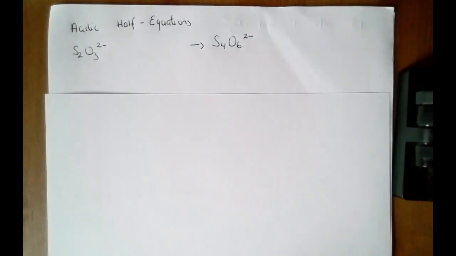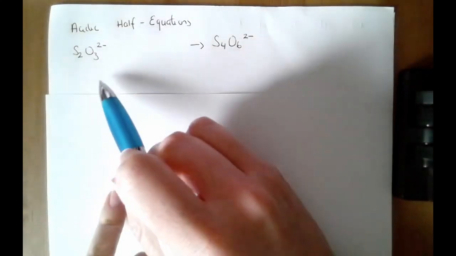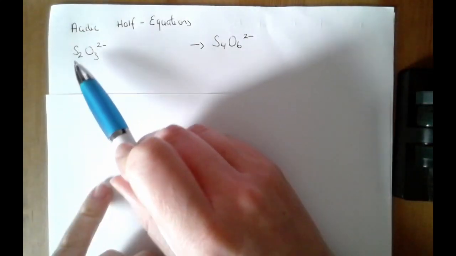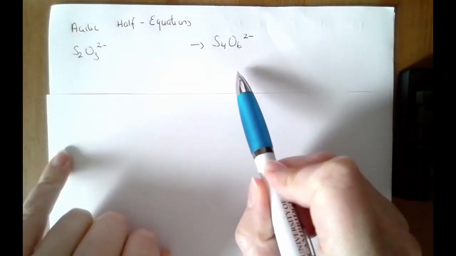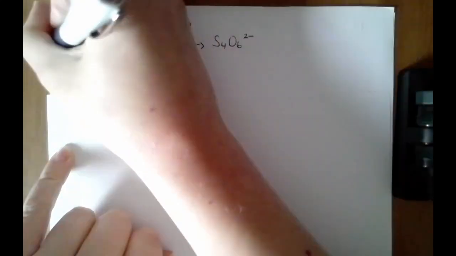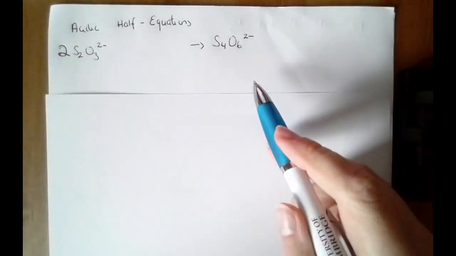So I'll start off, I'm just going to briefly remind you how to write half equations under acidic, and I'm also going to do alkaline conditions. So if it's under acidic conditions, the first thing I need to do is balance the atoms that are not hydrogen or oxygen. So I've got 2 sulfurs on the left, but I've got 4 on the right, so I'm going to need to put a big 2 here. And then if I look at my oxygens, I've got 6 oxygens on the left and 6 oxygens on the right, so they are balanced too.